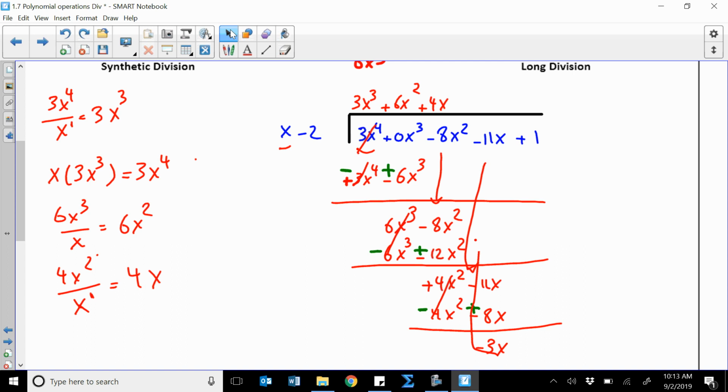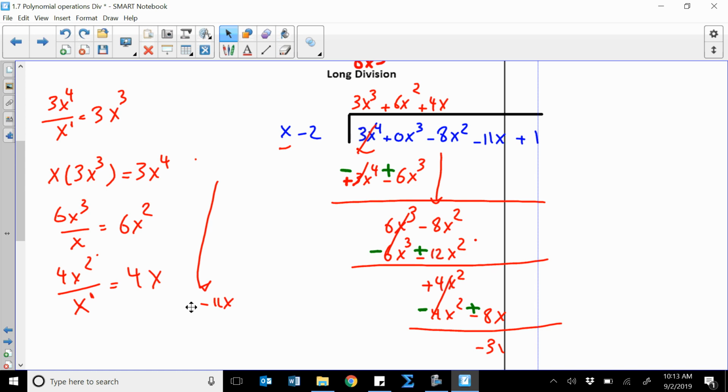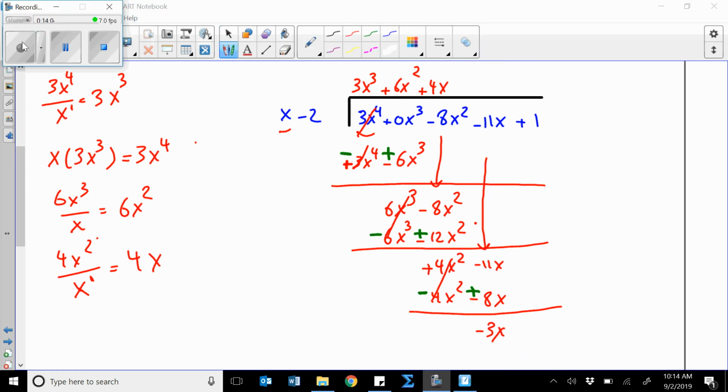Sorry, I messed it up, I'm sorry. Okay, I fixed it. Now we said negative 11x plus 8x is negative 3x.